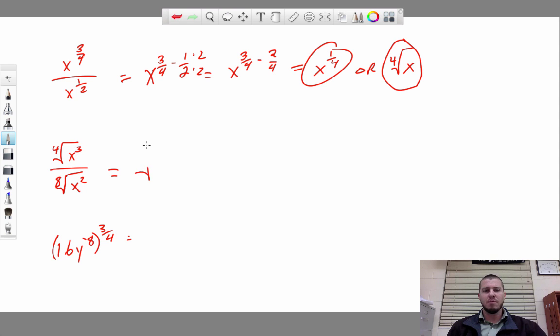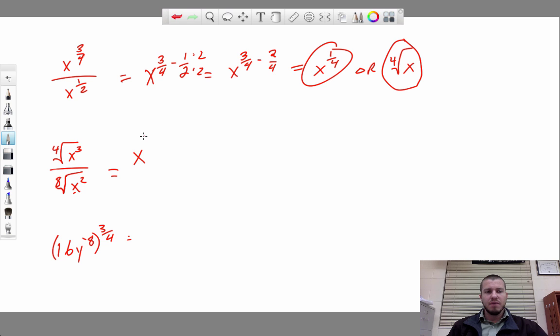In this one, if the roots were the same, I would be able to put it under one radical and then subtract my exponents, and that would be fine. Because the roots are different, I can't use that rule. But if you notice, they are both x. So what I can do is change them to exponential form.